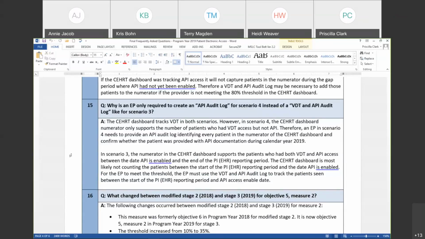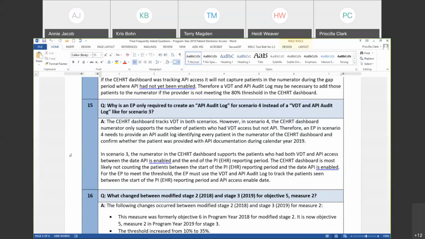However, in scenario 4, the CERT dashboard numerator only supports the numerator of patients who had VDT access but not API. Therefore, an EP in scenario 4 needs to provide an API audit log identifying every patient in the numerator of the CERT dashboard and confirm whether the patient was provided with API documentation during calendar year 2019.